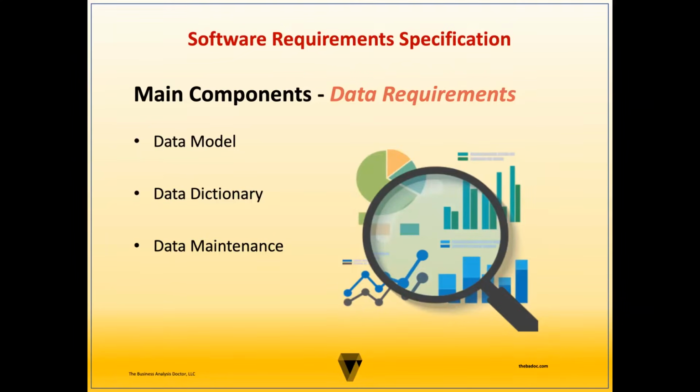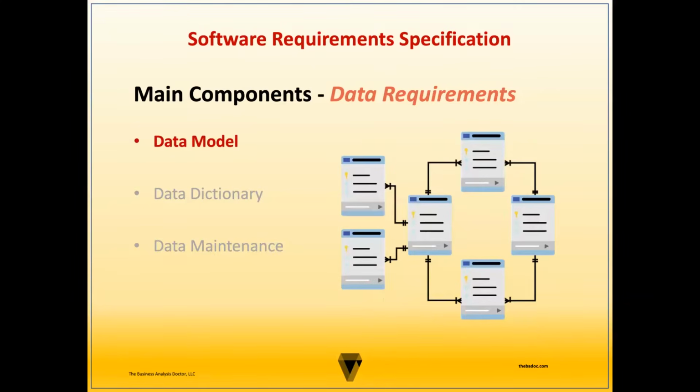Next is the Software Requirement Specification data requirements. This section describes the data that the software needs to handle, store, and manipulate to perform its functions. The data that the system will consume, process, and create will be outlined here. Common elements of this section may include a logical data model, a data dictionary, and the data acquisition and maintenance.